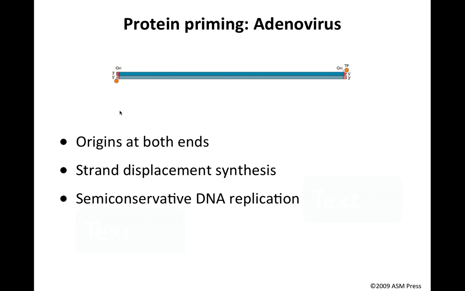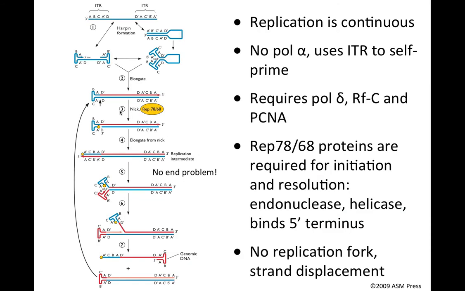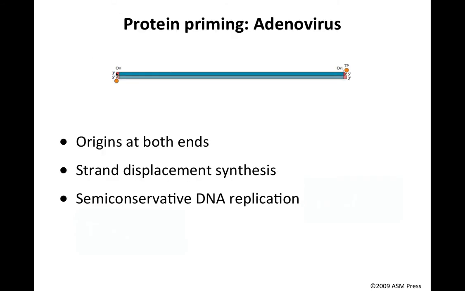Now let's go back and point out that the origin of parvovirus replication would be right here, this 3' hydroxyl, and the region in that area is the origin of replication for that virus. Adenovirus has two origins of replication, one at the left end and one at the right hand. You can see they're labeled here ORI.